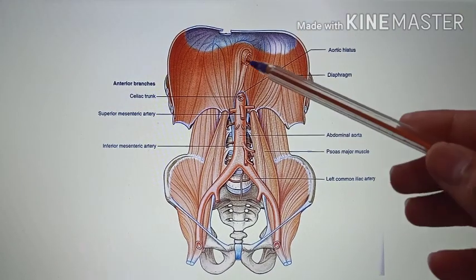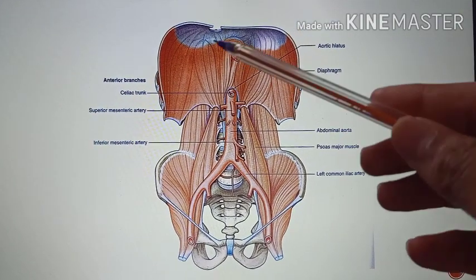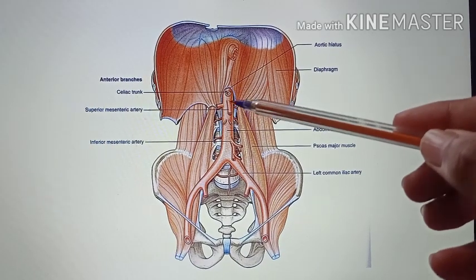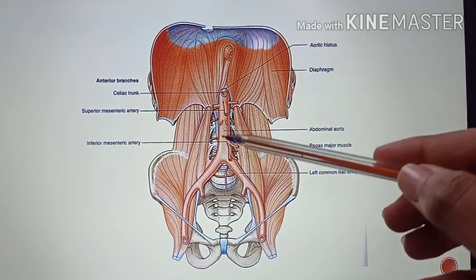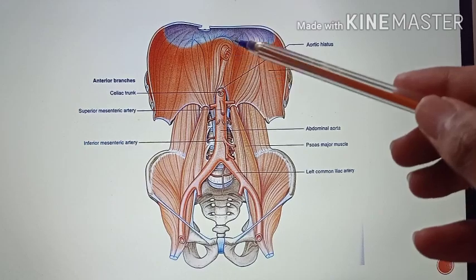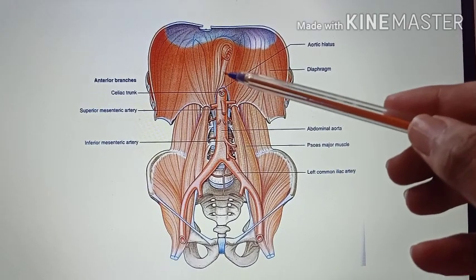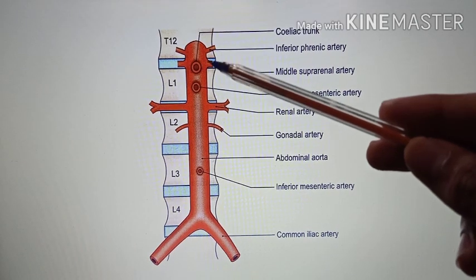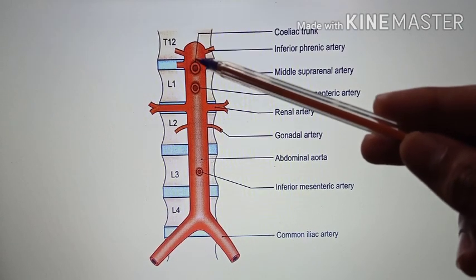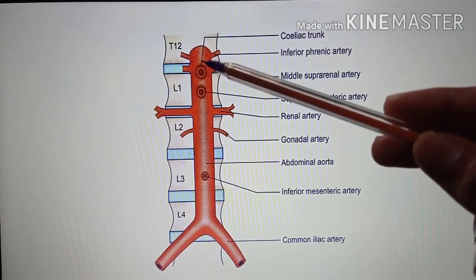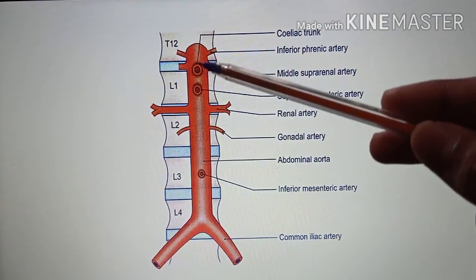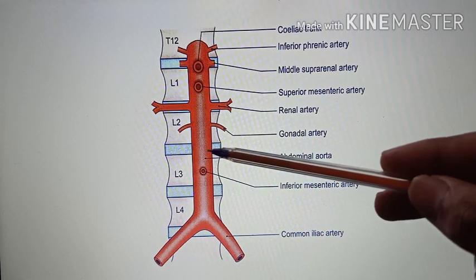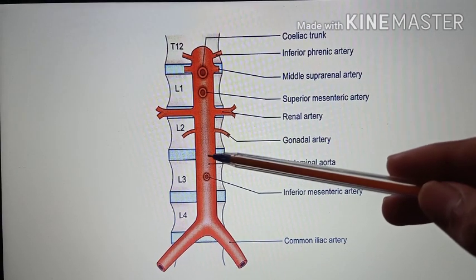In this picture, this entire thing is the diaphragm. This is the aortic opening of the diaphragm. This is the abdominal aorta. Above this opening you have the descending thoracic aorta. You can see it arising at the lower border of the T12 vertebra. This length is 10 to 12.5 centimeters and the breadth is around 2 centimeters.